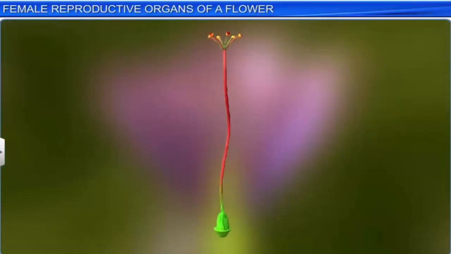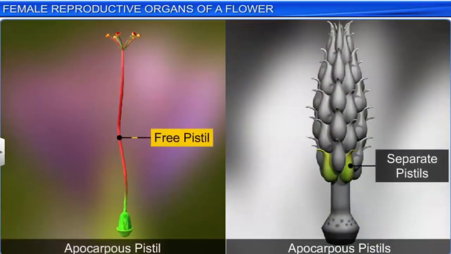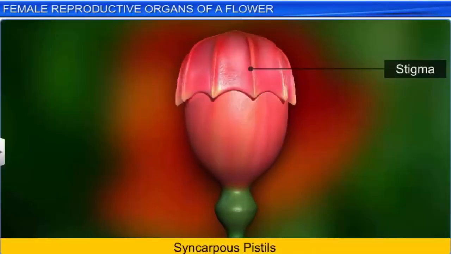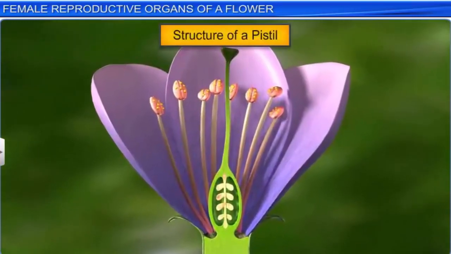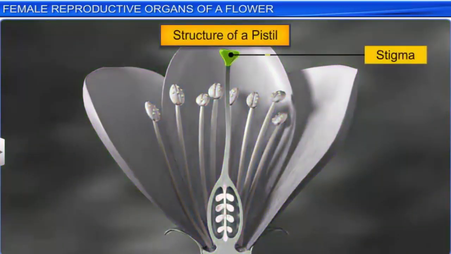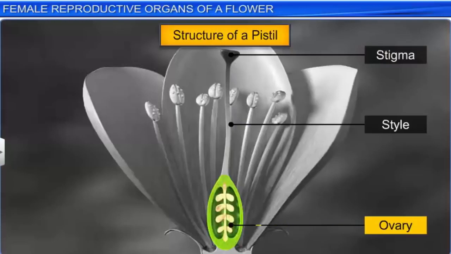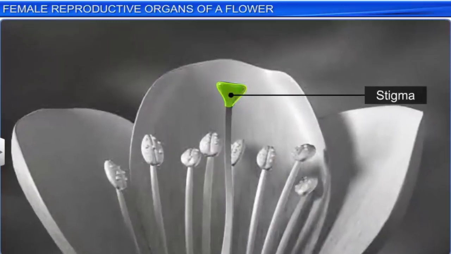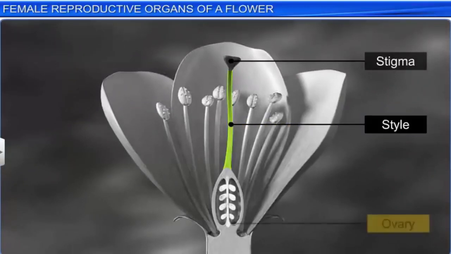Moreover, a multicarpellary gynoecium may be apocarpous, that is, the pistils are free, or syncarpous, where the pistils are fused. If you observe the structure of a pistil, you will find that it consists of the stigma at the tip, followed by the style in the middle and an ovary at the base. While the stigma is a landing platform for pollen grains, the style, an elongated, slender structure, connects the stigma to the ovary, the basal bulging part of the pistil.